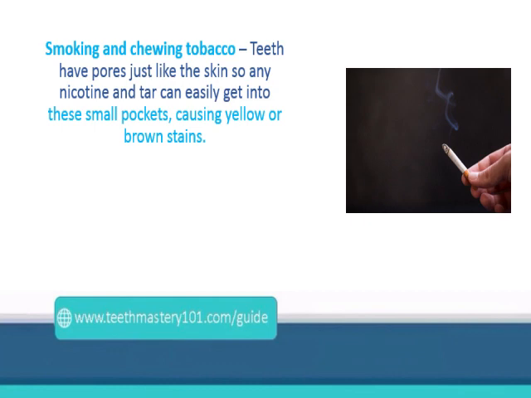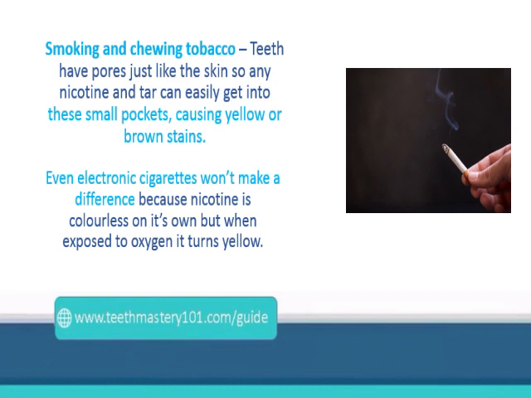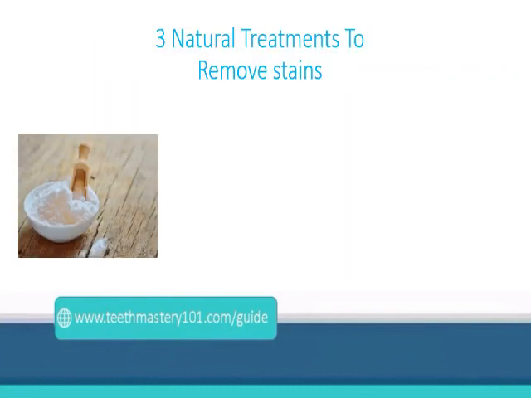Smoking and chewing tobacco. Teeth have pores just like the skin, so any nicotine and tar can easily get into these small pockets, causing yellow or brown stains. Even electronic cigarettes won't make a difference because nicotine is colorless on its own, but when exposed to oxygen, it turns yellow. 3 natural treatments to remove stains.